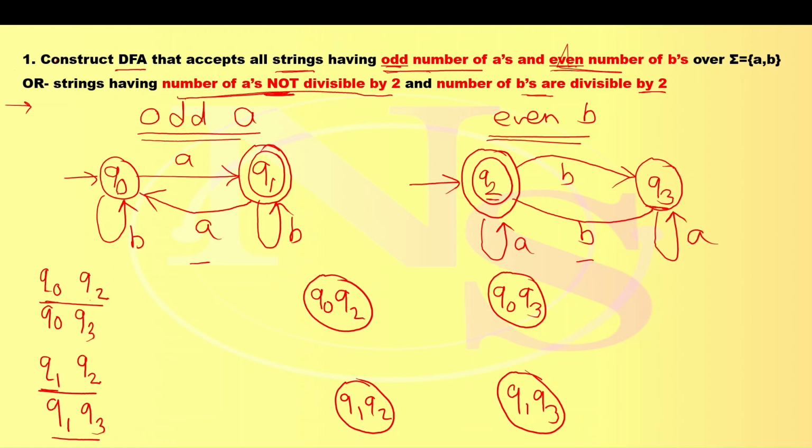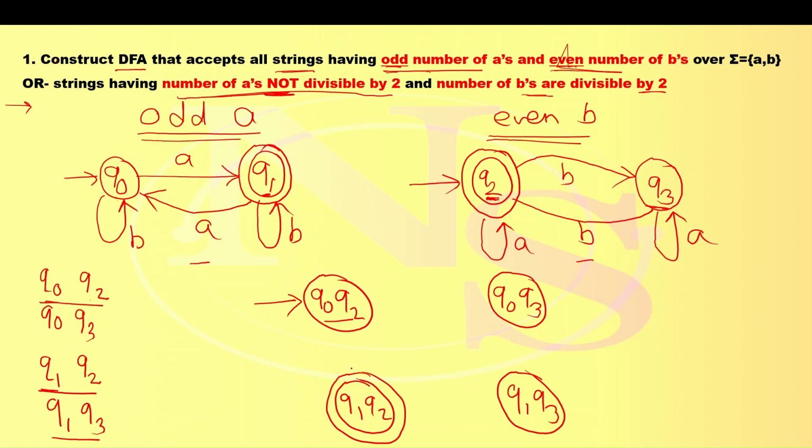Here Q0 is the starting state, and Q2 is the starting state. As both are starting states, Q0 Q2 becomes the starting state. Also Q0 is a non-final state, and Q2 is a final state. Hence as Q0 is non-final and Q2 is final, Q0 Q2 will not be final. If I want to make any state final, both the states should be final. Q1 is final here, and Q2 is also final. As both are final, Q1 Q2 will be the final state. So make Q1 Q2 a final state.